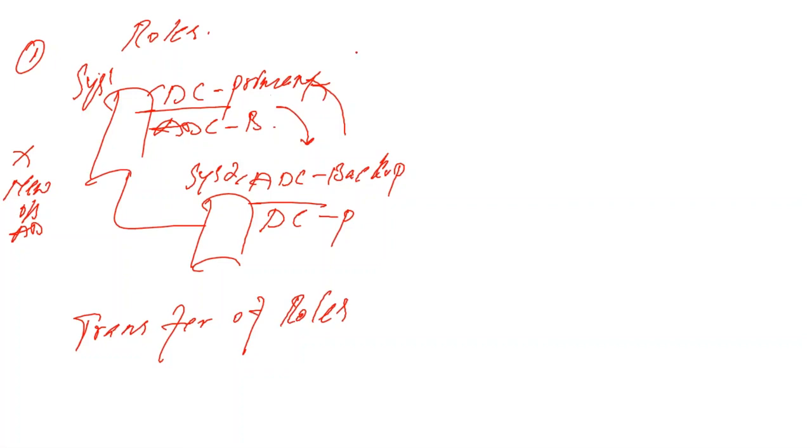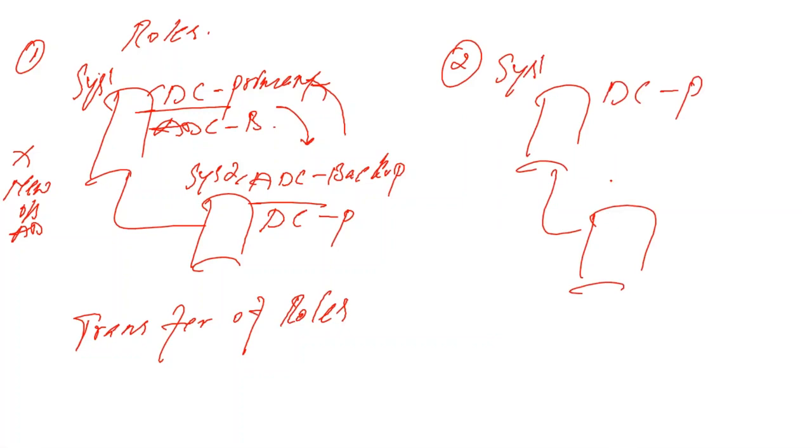Now come to the second option, the second example, that is seize of roles. When do we have to go for seize of roles? This time system 1 is my DC, my primary server, and system 2 is my ADC, a backup server. Suddenly one day I find my system 1 DC is totally crashed, is down. Which machine is down? DC, the system 1 primary server is down.